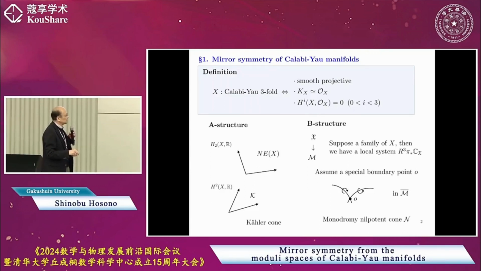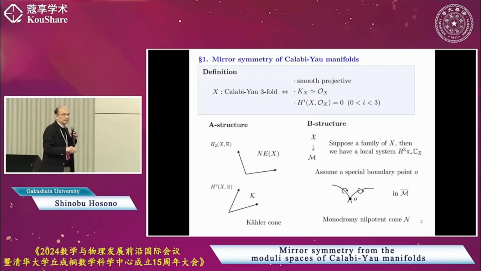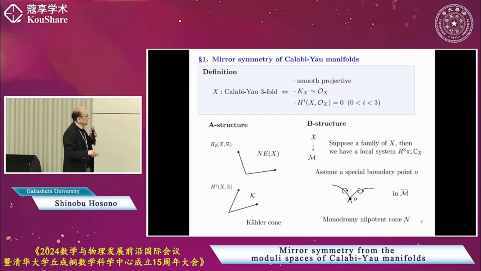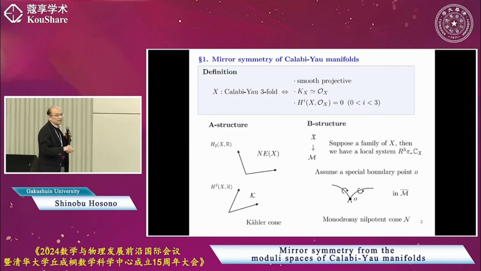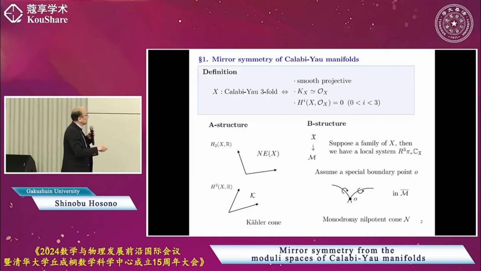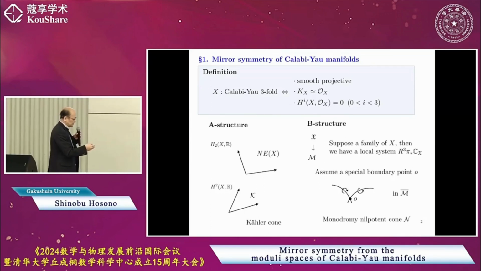And furthermore, assume there appears some certain special boundary point. Sometimes that's called large complex structure limit, or actually maximally unipotent monodromy point in moduli space, something like that. And then there is a monodromy action, and I will explain details. From that situation, we can construct and extract cone structure from there. That cone structure is often called monodromy nilpotent cone. And mirror symmetry, given Calabi Yau, two structures we have, mirror symmetry exchanges basically two structures.